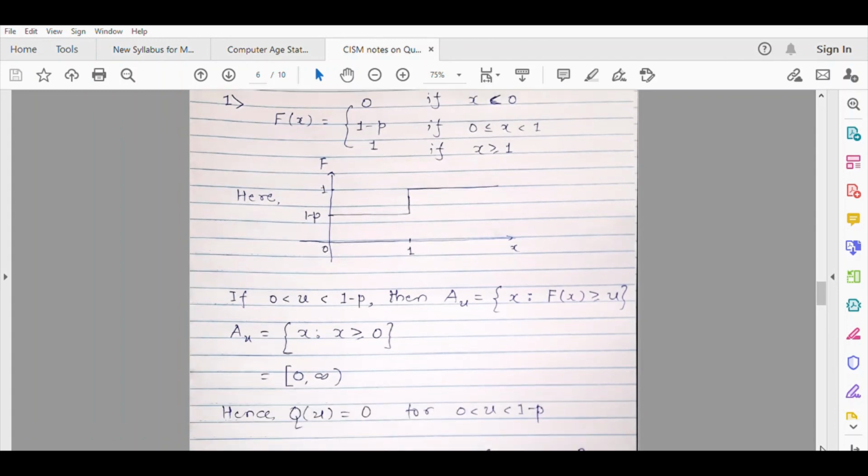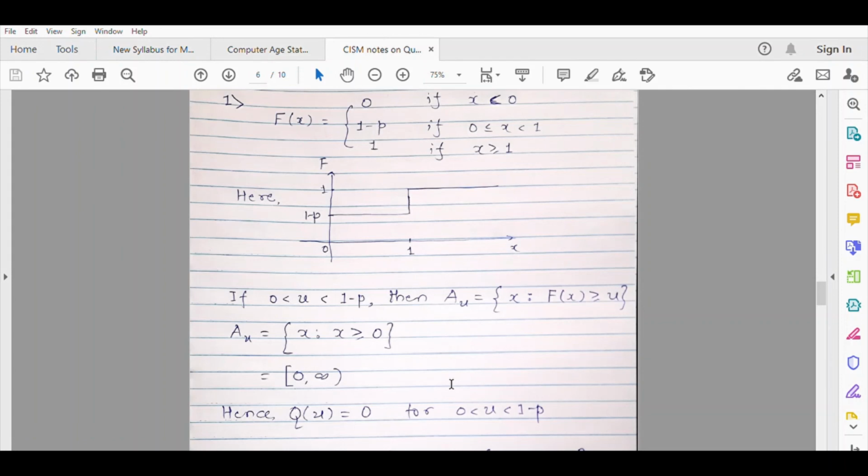It will be simply the point 0. So see, as we had discussed earlier, we had shown that A_u is nothing but the closed interval q_u to infinity. So this q_u here is lying here. This is nothing but 0. So for this range of values of u, the quantile function takes value 0. So okay, now only one part we have answered. Now what is the other possibility of u?